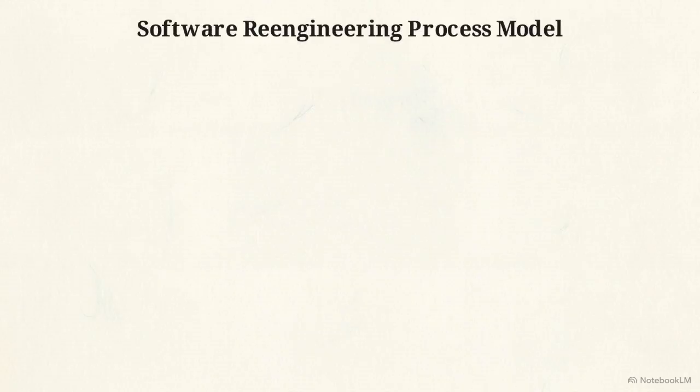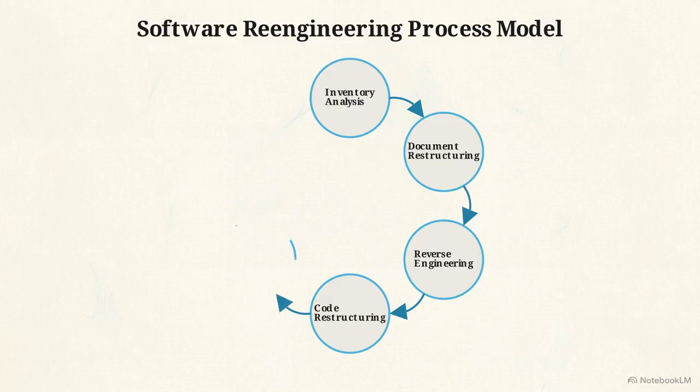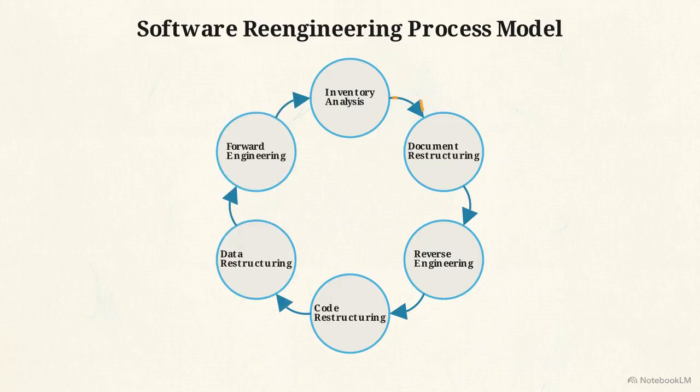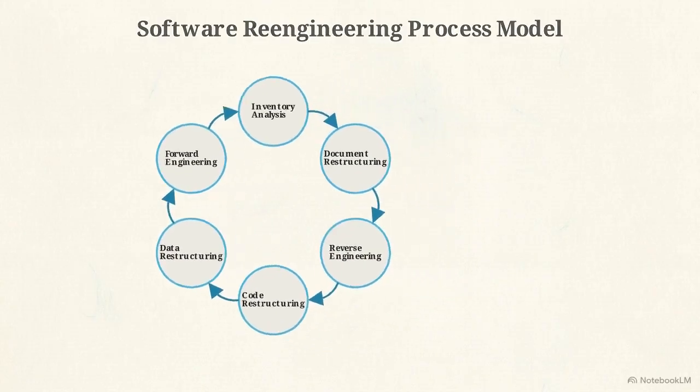This overhaul follows the software re-engineering process model, a cyclical framework designed to revive degraded legacy systems. Bypassing initial inventory analysis, the team begins reverse engineering. They scan the messy source code to extract the underlying logic, generating clean, abstract structural models.